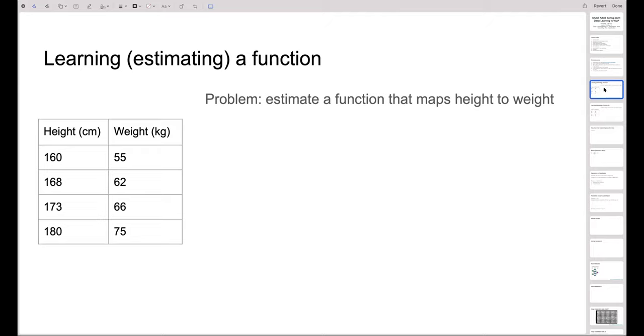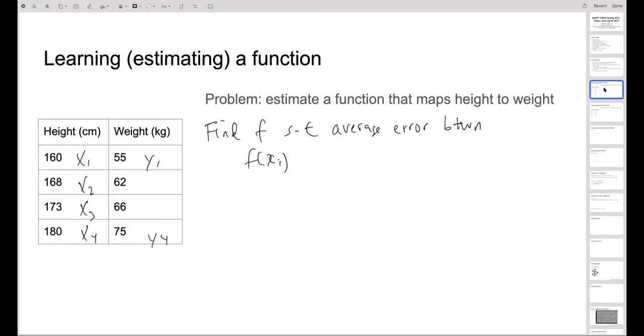So with that, I'll write this down. So what we want to do is we want to find f such that average error between, let's say that each example is x1, x2, x4, and this is y1 and y4, like that, between f(x) and y is minimized. So does everyone agree with this? So I think hopefully this is clear to everyone.